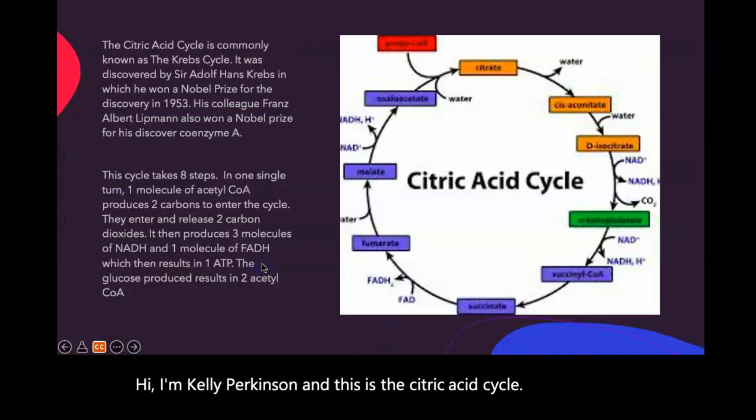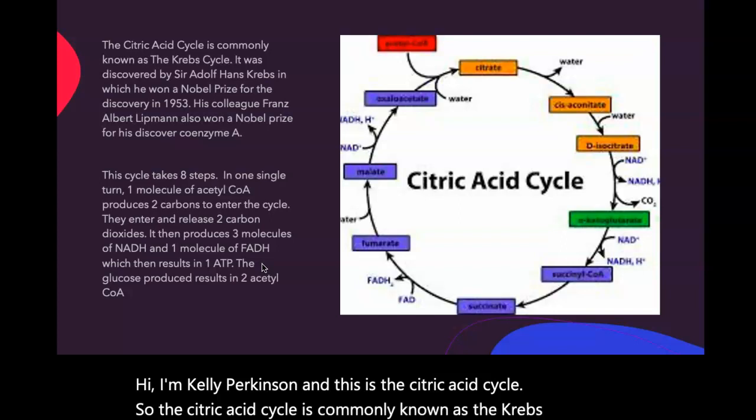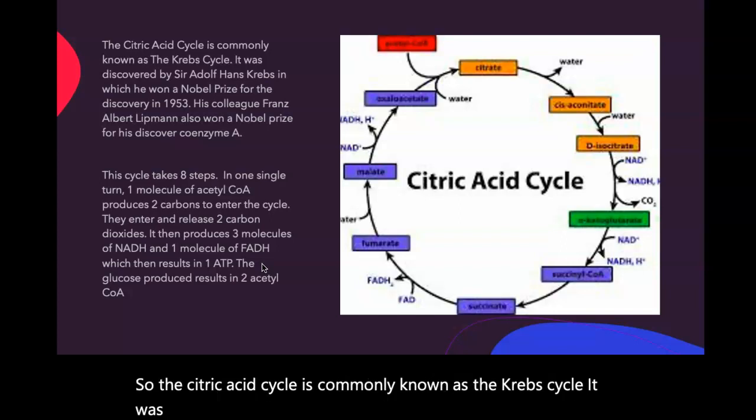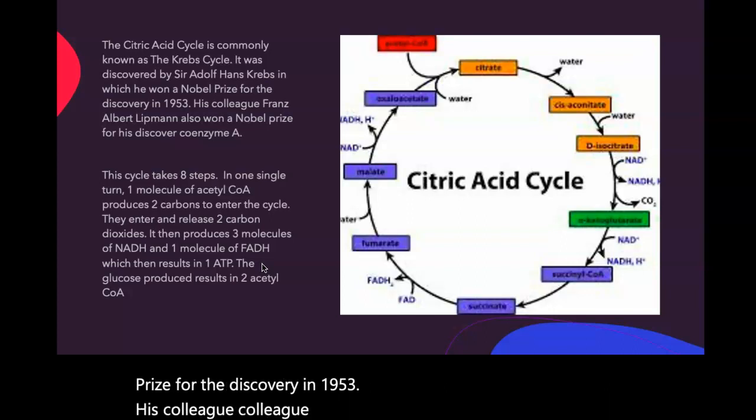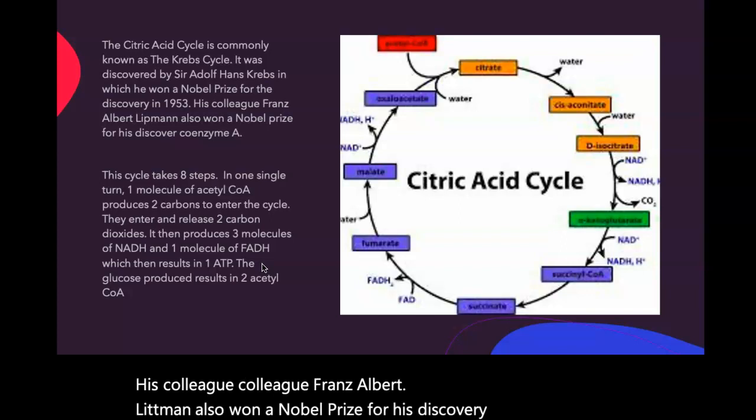So the citric acid cycle is commonly known as the Krebs cycle. It was discovered by Sir Adolf Hans Krebs, who won a Nobel Prize for the discovery in 1953. His colleague Franz Albert Lippmann also won a Nobel Prize for his discovery of coenzyme A.